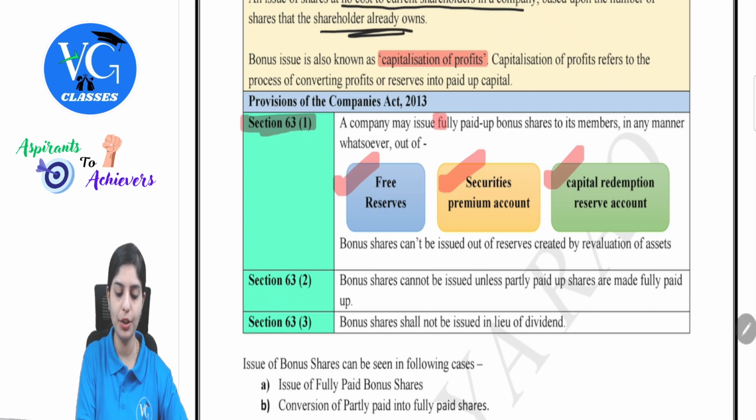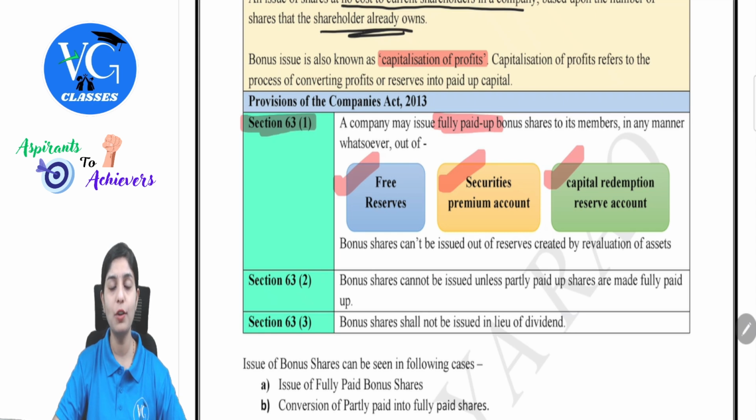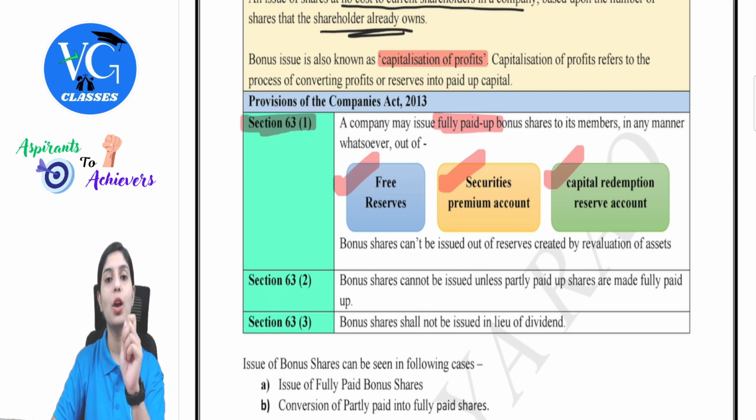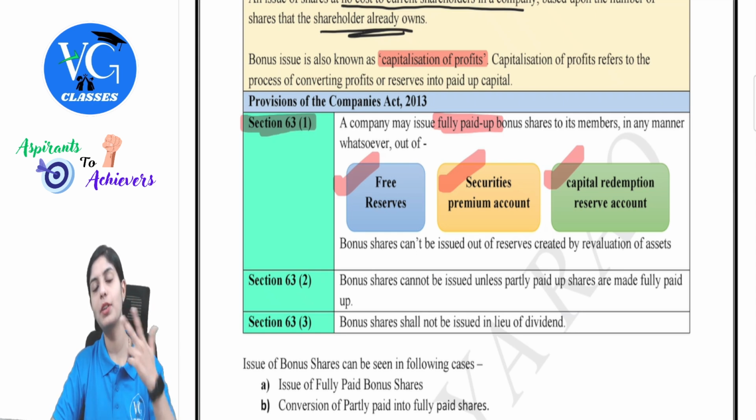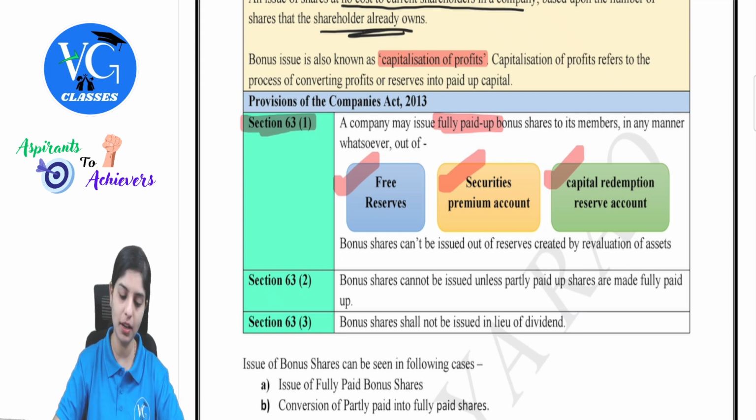So the company has an option to issue fully paid up bonus shares. This is what is important for you to observe. First of all, if a company wants to issue bonus shares, the main criterion here is that the shares held by the shareholder should be fully paid up. Only then does he or she become eligible for bonus shares. That is why the provision emphasizes that it may issue fully paid up bonus shares out of free reserves, securities premium account, and then capital redemption reserve account.